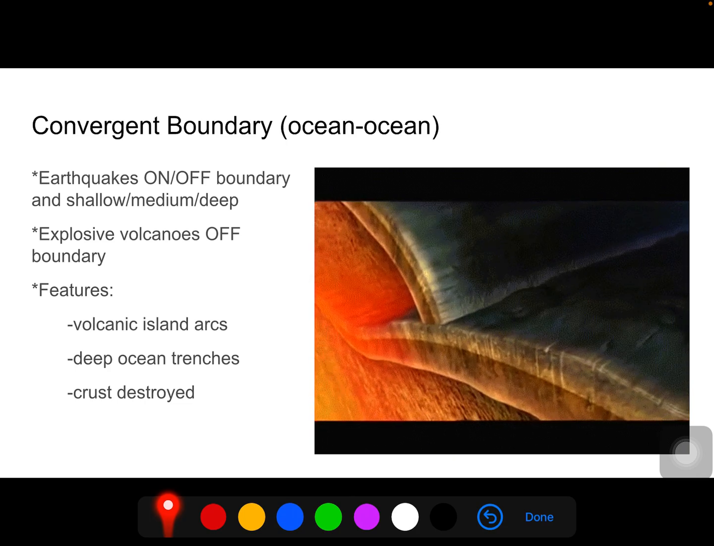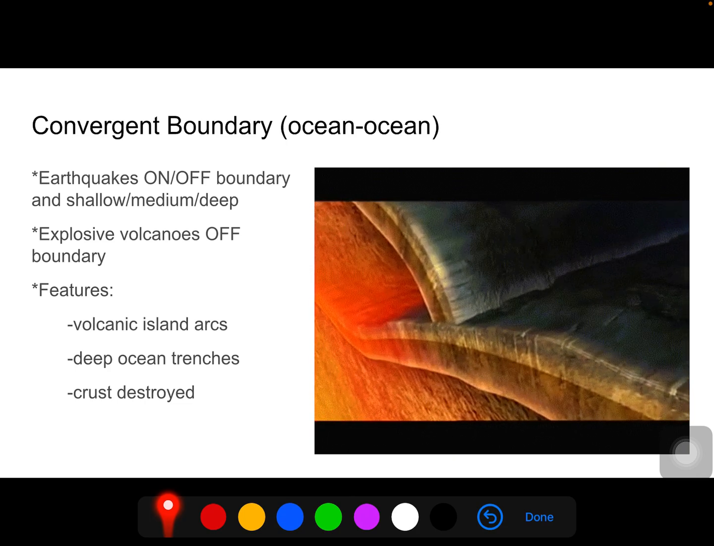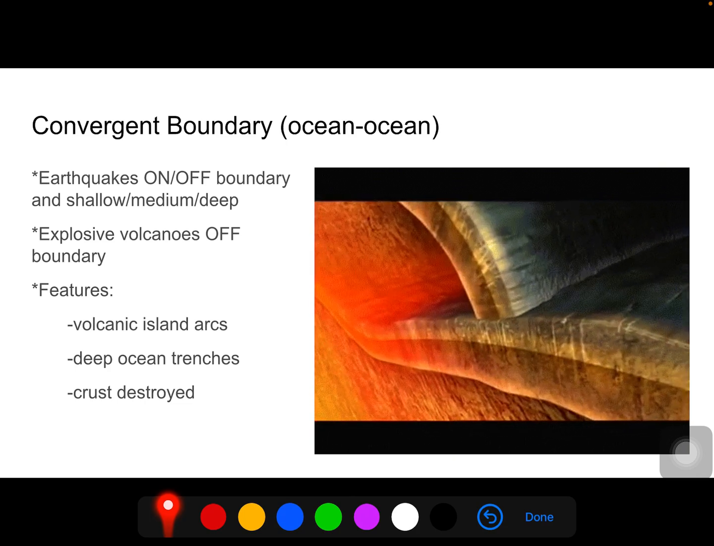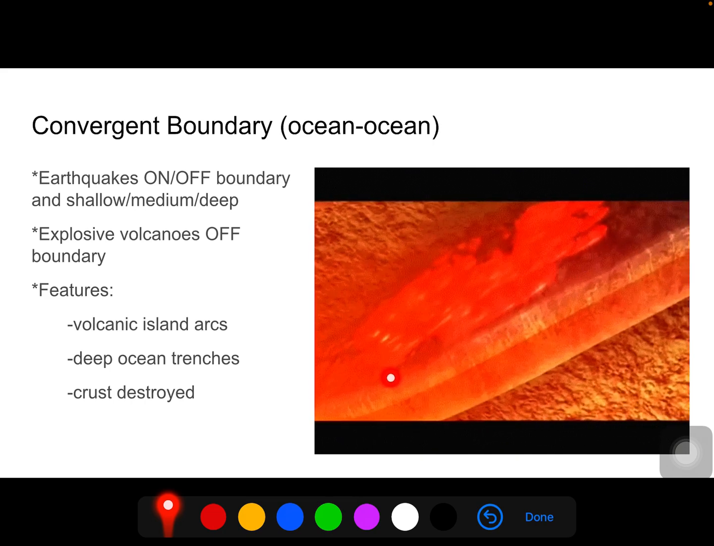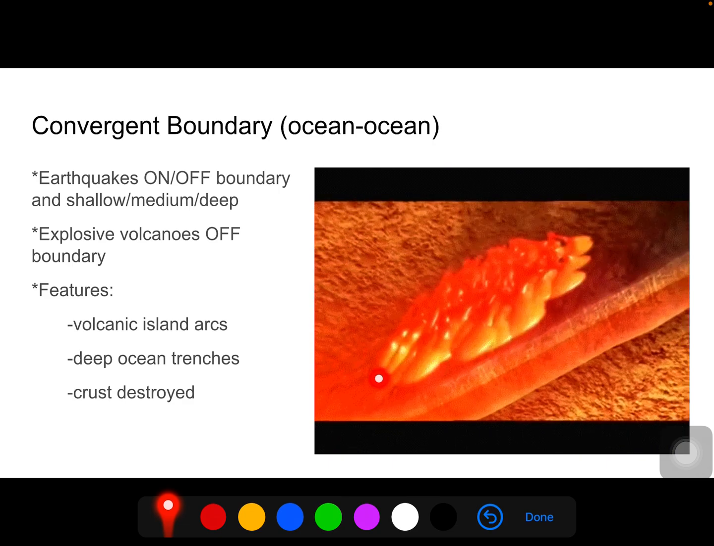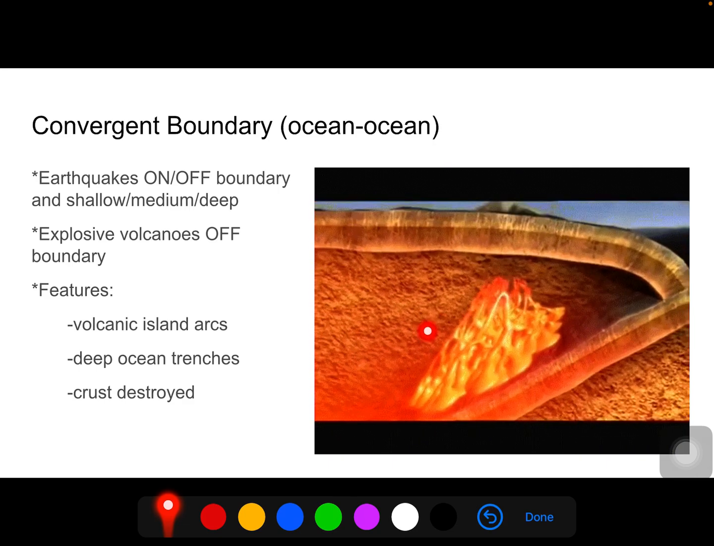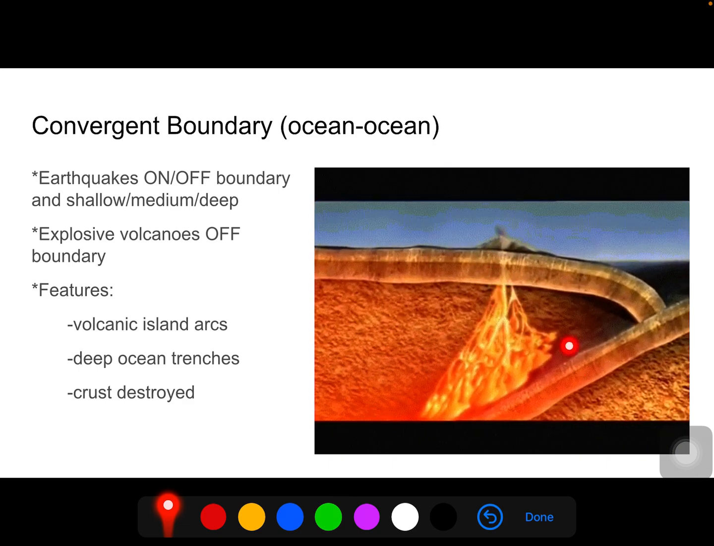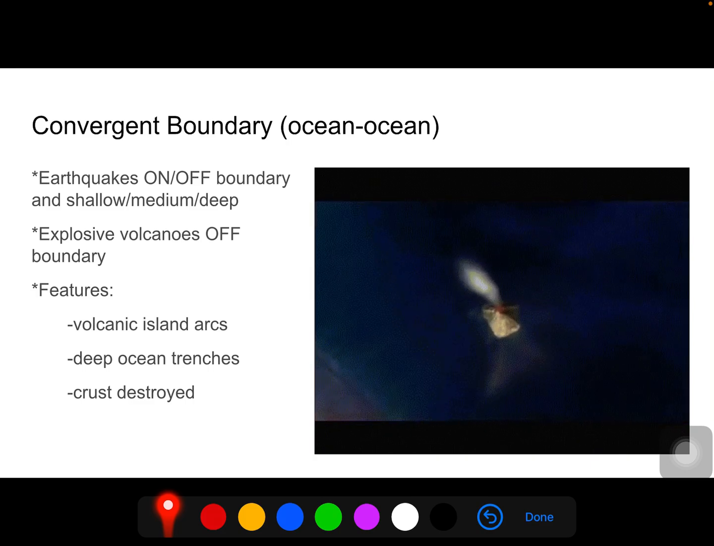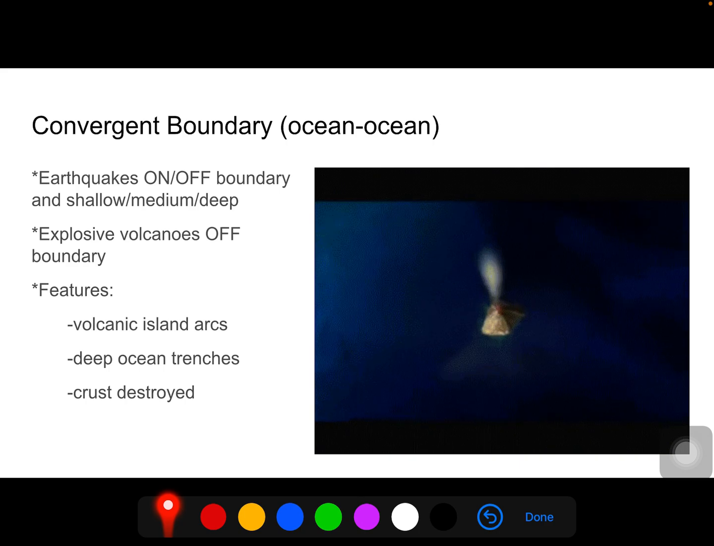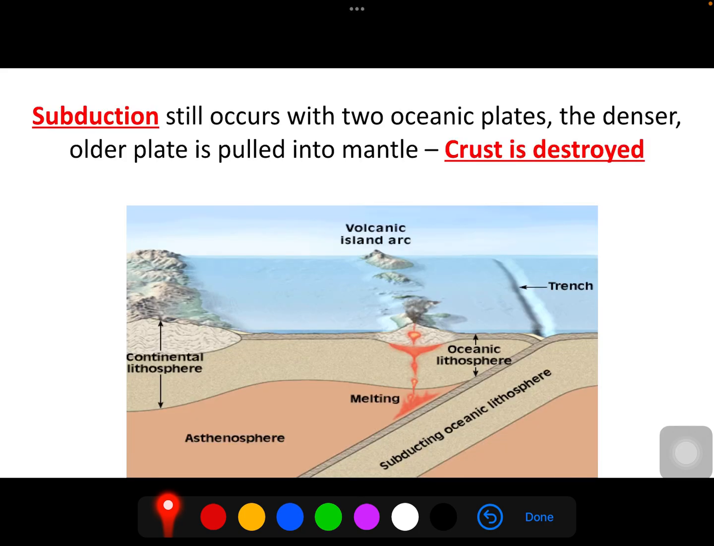Okay, so here's just a good animation of what's happening there. One ocean plate goes underneath the other. You have melting, the gases build up, and it will explode off the boundary. You get volcanic islands. Okay, so again, crust is destroyed down here as it melts.